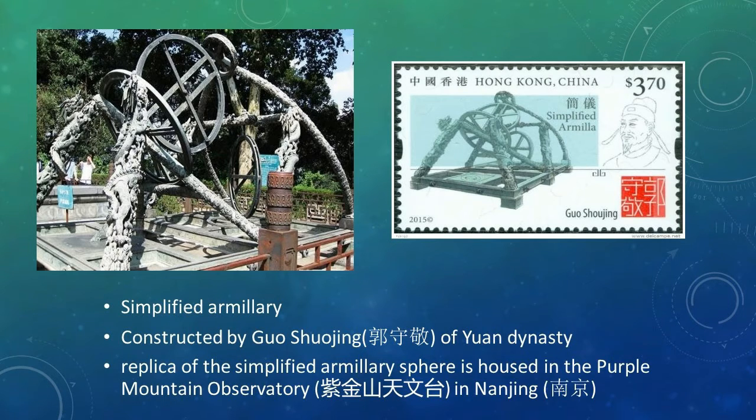And then there were a lot of efforts later on to improve the armillary sphere. Some of the improvements include things like minimizing the resistance of the rings so that they can move more smoothly for greater accuracy. Along the period of history, the armillary sphere was developed and refined and became more and more accurate. One of the more famous armillary spheres after Zhang Heng's is the simplified armillary sphere, the Jianyi. This was constructed by the same guy who built the tower I mentioned just now, Guo Shoujing of the Yuan Dynasty. And if you want to see the replica of this, it is still here. It is housed in the Zijinshan Tianwentai in Nanjing.